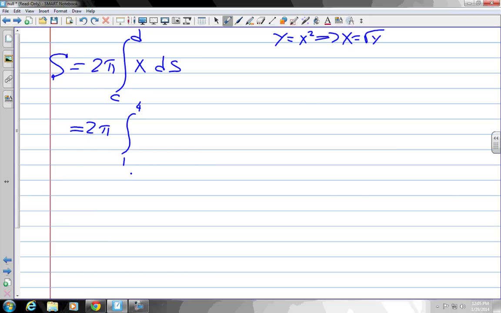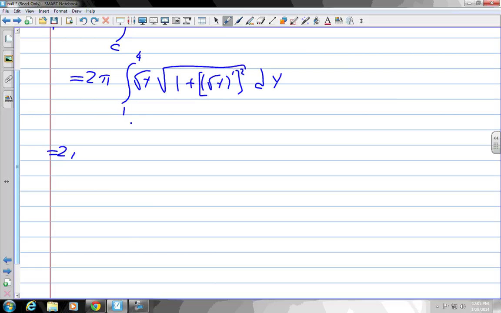So x becomes square root of y, and then the arc length is 1 plus the derivative of the square root of y squared dy. Only we're going to do the derivative with respect to y here. It's a dx dy thing. Okay?